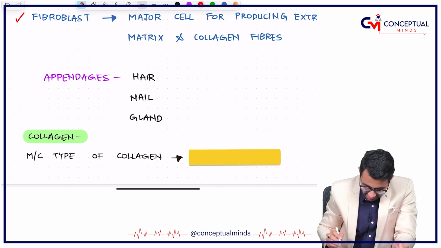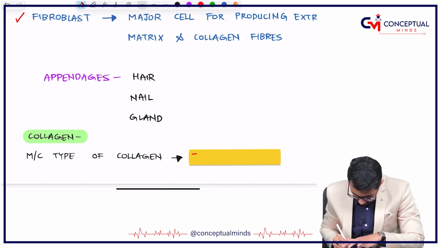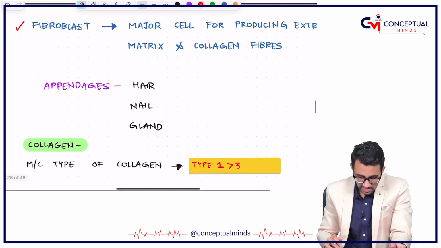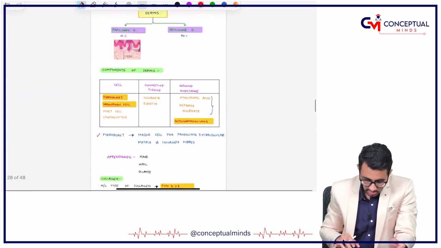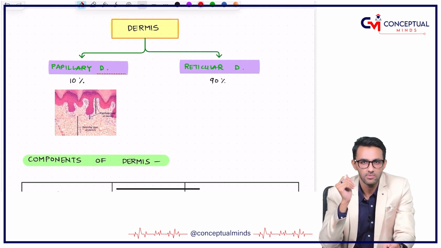Continuing that, which type of collagen is there? Is type 1 collagen more than type 3? We are talking about dermis. Type 1 collagen is more than type 3. So with this we end the whole dermis component. The next topic is going to be hypodermis, which we will continue in a while.